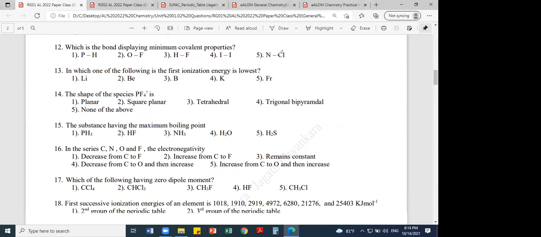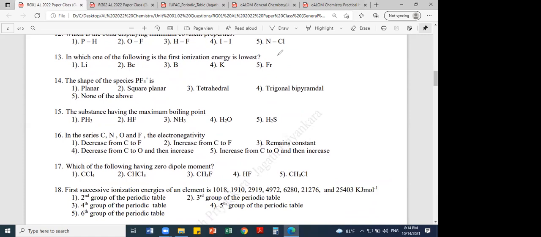13th MCQ: in which one of the following is the first ionization energy lowest? First ionization energy, highlight lowest. Can you quickly post the answer to the chat? Okay. Dulshan, your answer is correct. Chamika correct. Ransiluni correct. Okay.